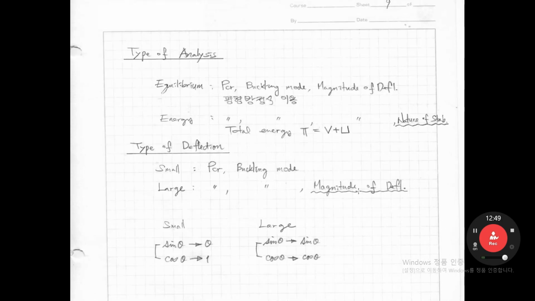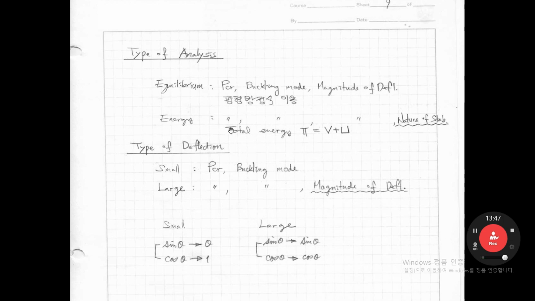So I would like to introduce types of analysis. In order to solve this stability problem, there are two ways of analysis. One is the equilibrium method. Another one is the energy method. If we use the equilibrium method, we can get PCR, buckling mode, and magnitude of deflection. In this method, we use the equilibrium equation. The energy approach uses the total energy concept. When we use the energy approach, we can get all of the solution.